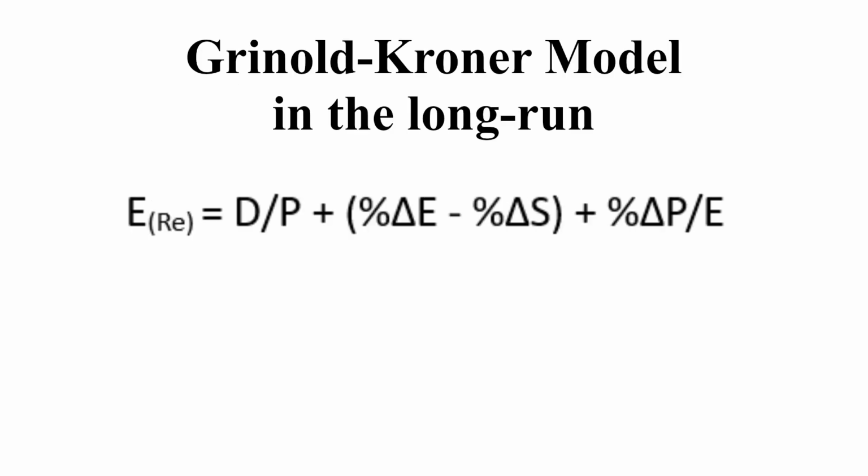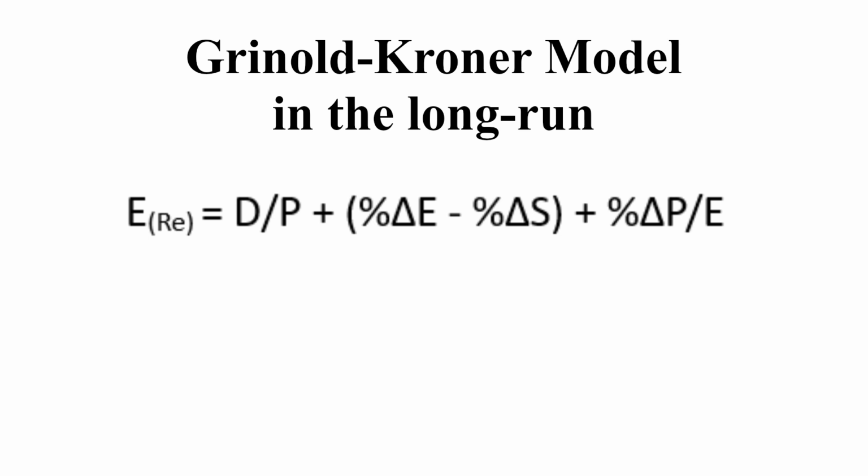So now we know that the Grinold Kroner model is a discounted cash flow approach to calculate the expected return of an equity. It is similar to the Gordon model, but adds more details such as the effect of repurchased shares on equity return. Another question we need to consider is how we forecast these variables in the equation in the long run.